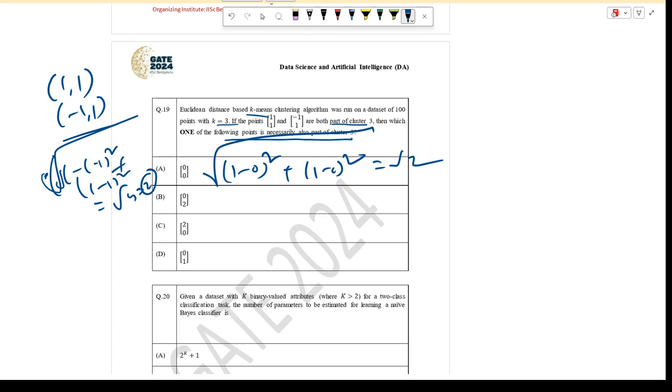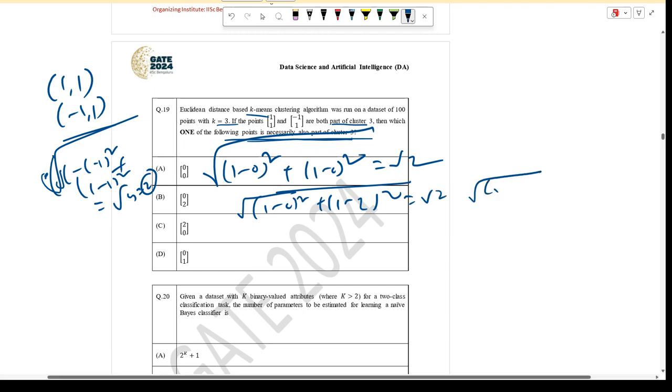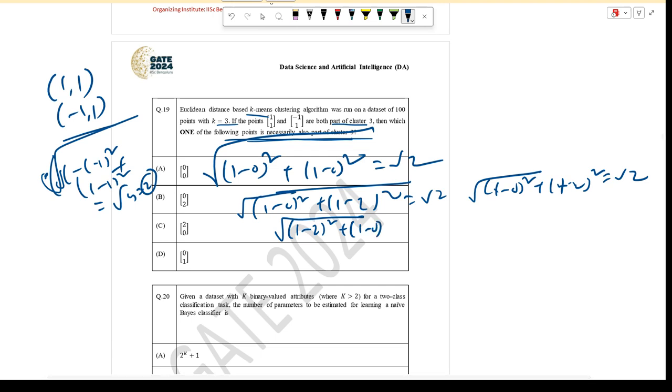Okay. Similarly 0 2. So root over 1 minus 0 square, 1 minus 2 square, and here it is root 2, and root over minus 1 minus 0 square and 1 minus 2 square, that is also root 2. C is equidistant from these two things, root over 1 minus 2 whole square, 1 minus 0 whole square, that is root 2, and minus 1 minus 2 square plus 1 minus 0 square equal to root 10.